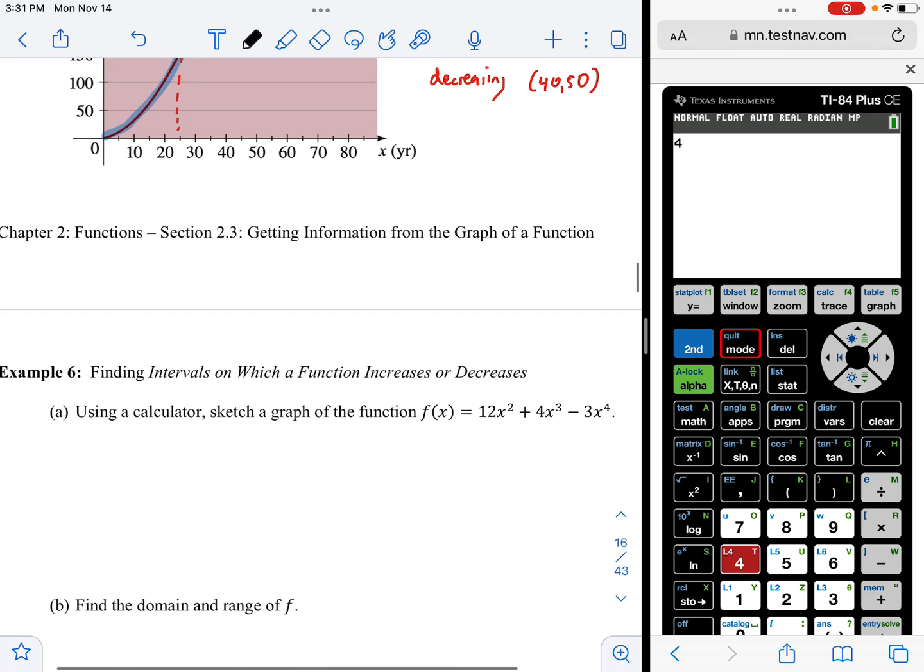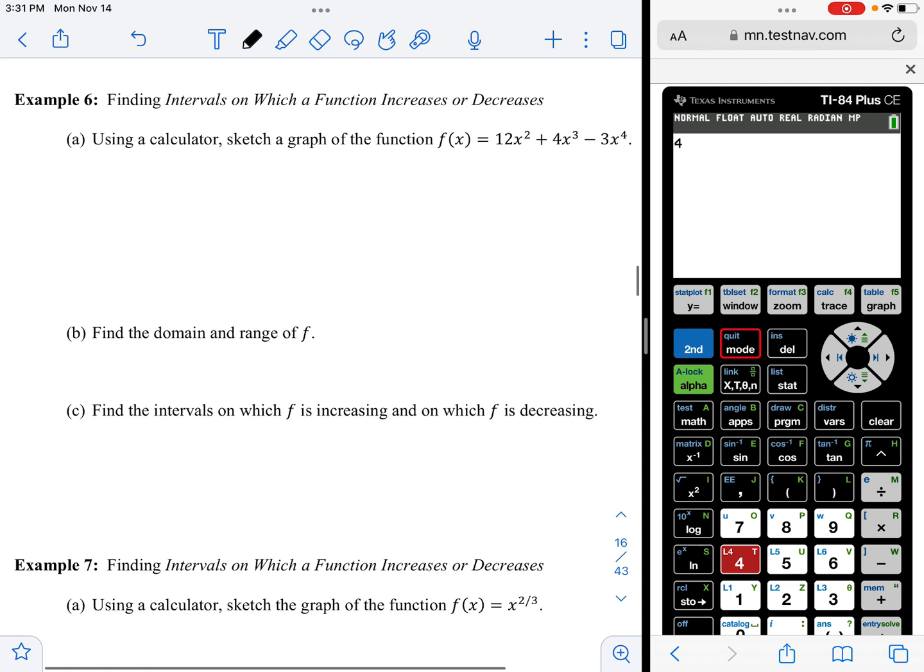Okay, let's look at example 6. This is why I have the calculator over here on the screen. Hopefully I can get it to work because it's been a little bit problematic.